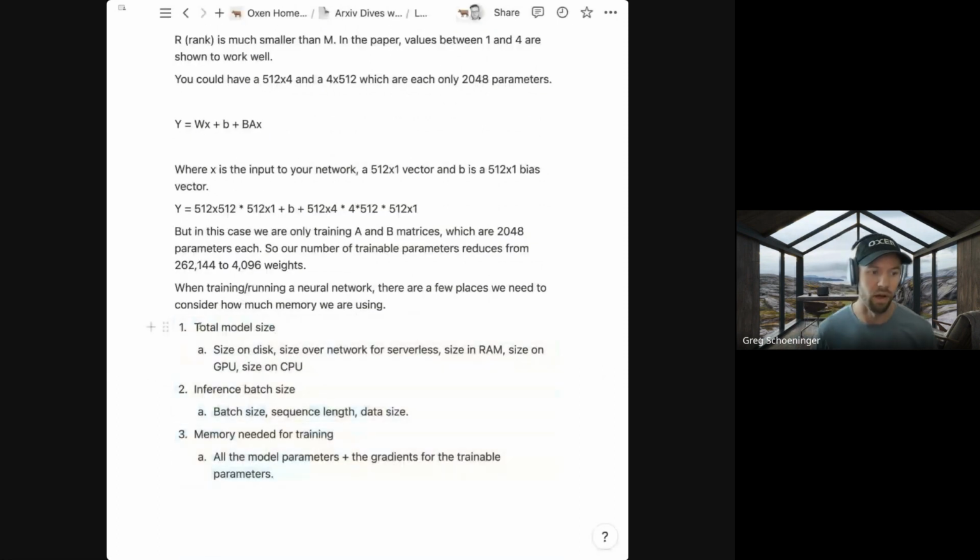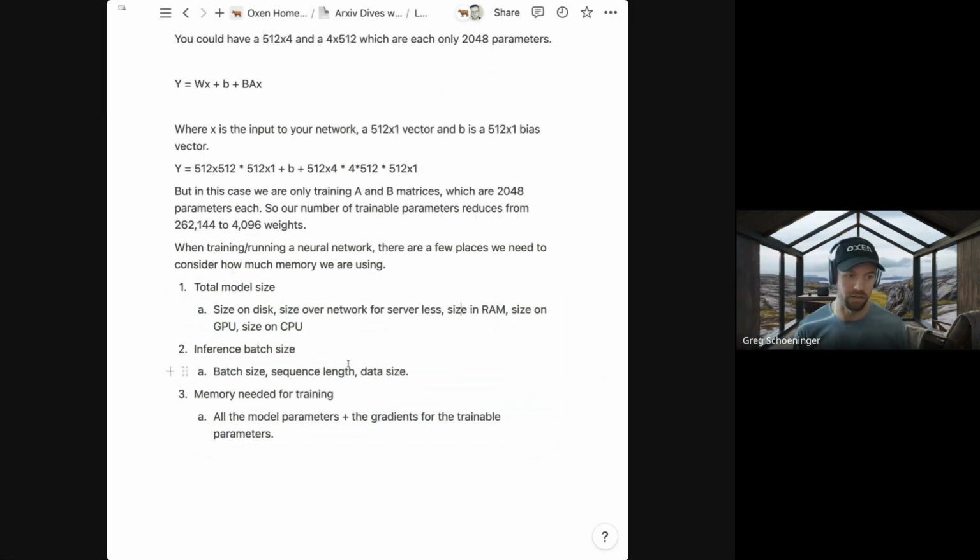And one is, what is the total model size? So this might be like your size on disk, which also pertains to like size over the network if you tried to download your model and run it. There's the size in RAM, there's the size that goes into the GPU, and there's the size that you might be running on CPU. So that's like the total model size.